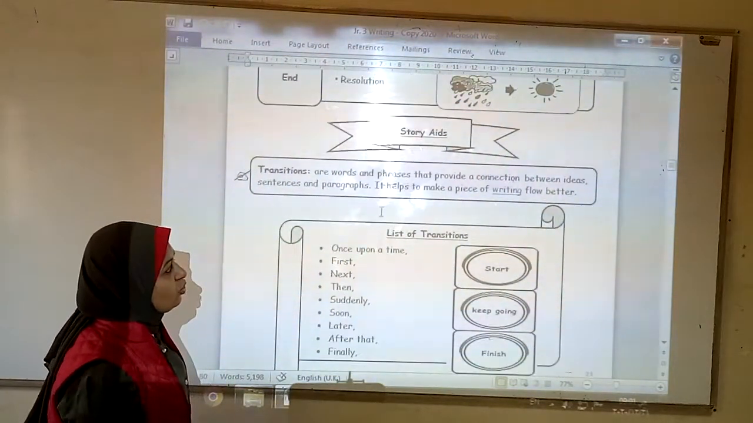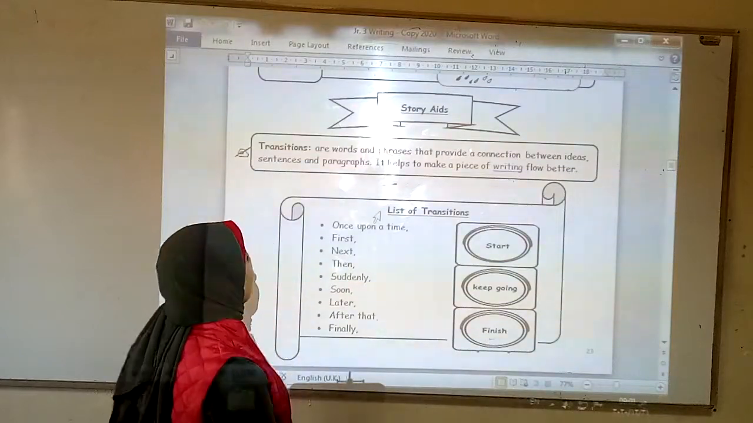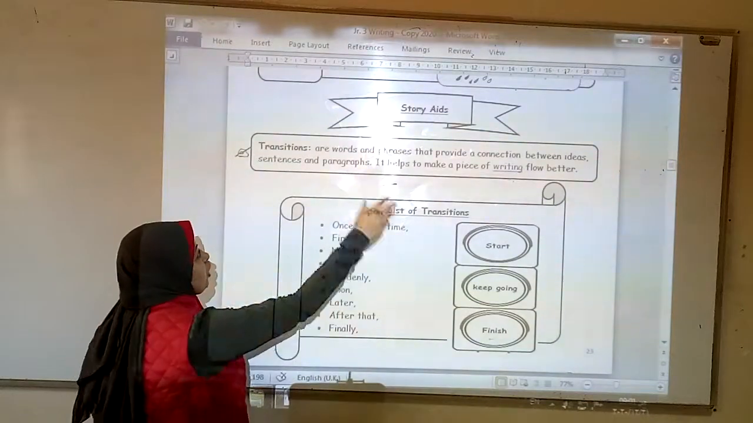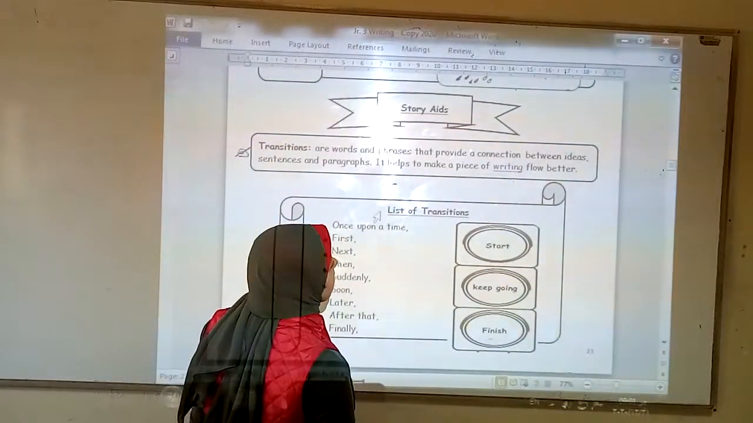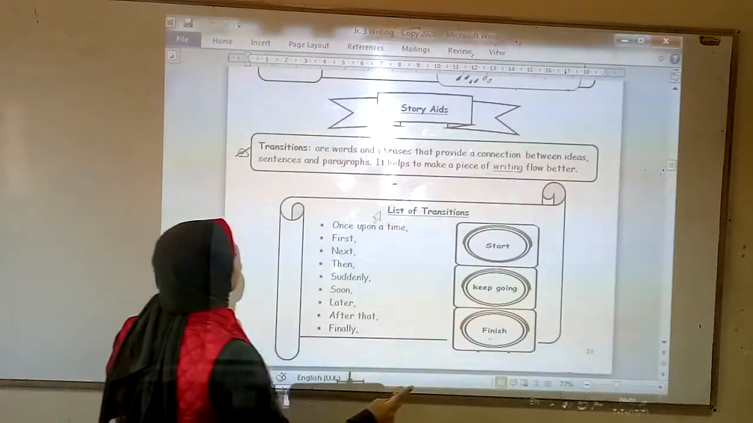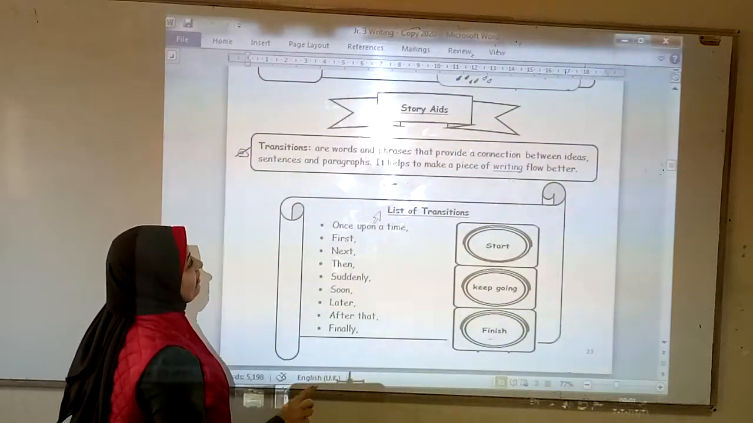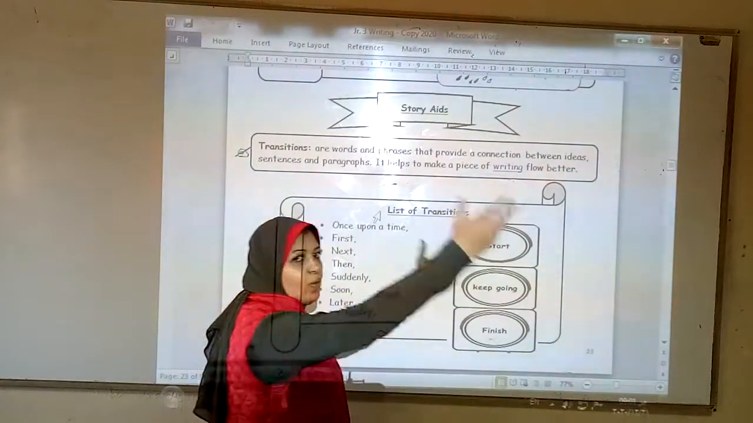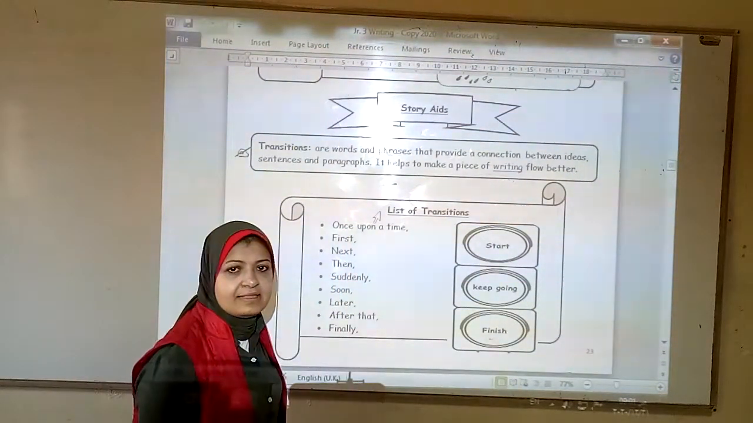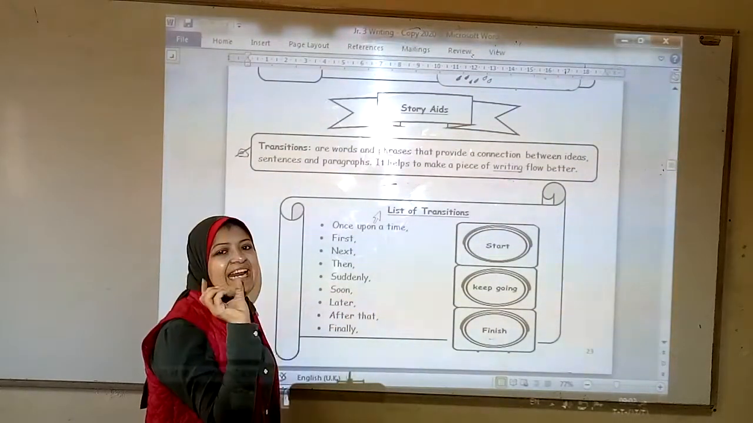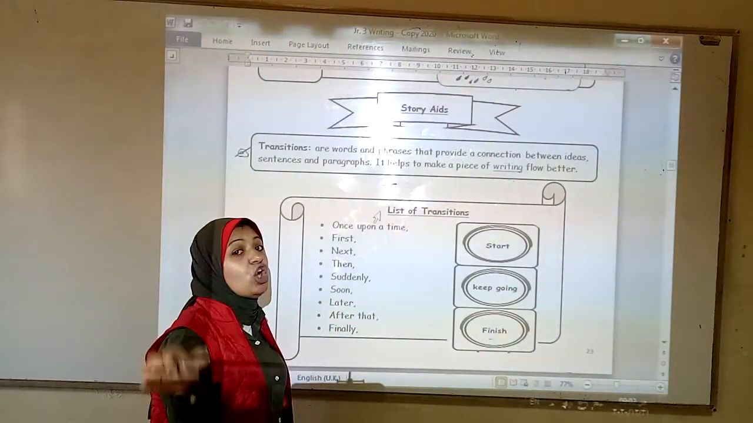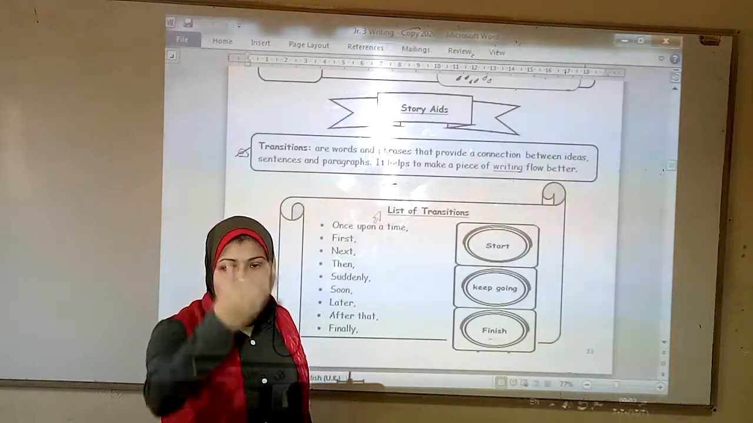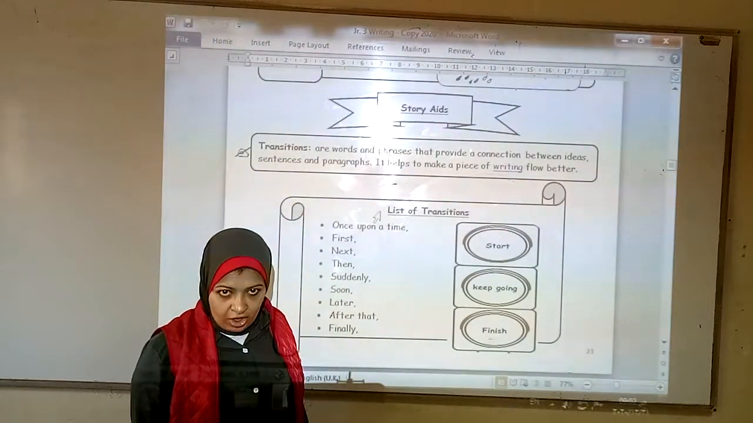The story aids, or the helping parts of the story: the transitions. What do we mean by transitions? Words and phrases that provide a connection between ideas, sentences, and paragraphs. It helps to make a piece of writing flow better. What do we mean by that? These are the linking, joining, connecting words, the transitions that we should use while writing the middle part of the story.